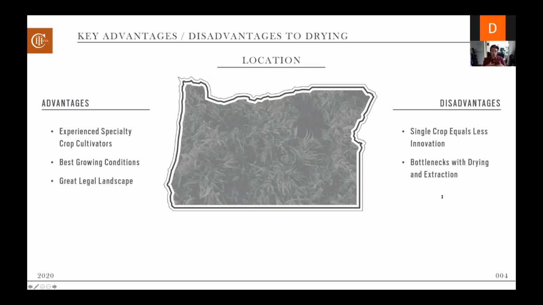We have great growing conditions here in the Northwest, so long as the weather holds up in early fall, that produce some of the highest yielding crops anywhere in the world. And we also have a great legal landscape, which was really brought on by our local legislators, inviting farmers, inviting operators to the table to really craft laws that make sense for everybody. Now, while there's not a lot of disadvantages for being in Oregon, one of the big glaring issues that we deal with is that we only have a single crop.